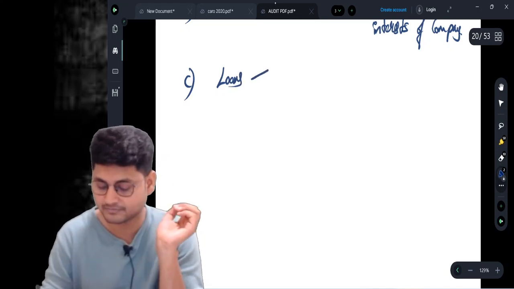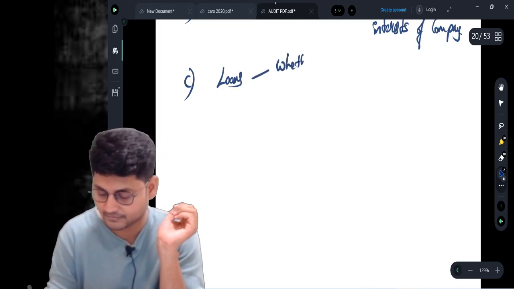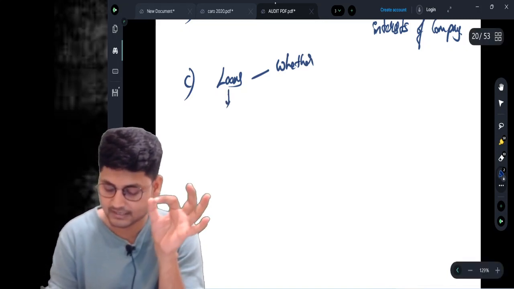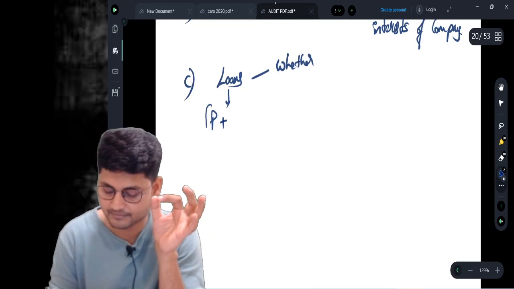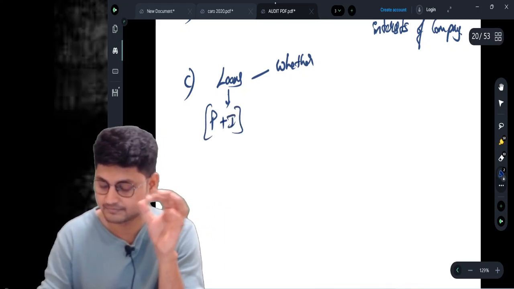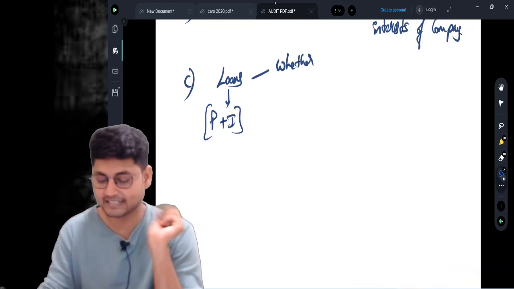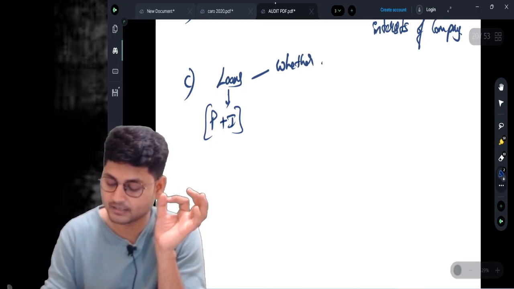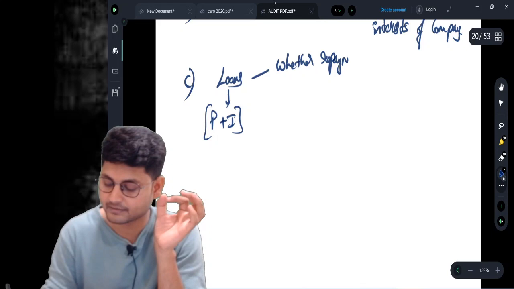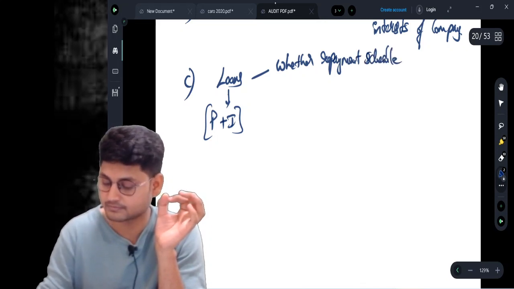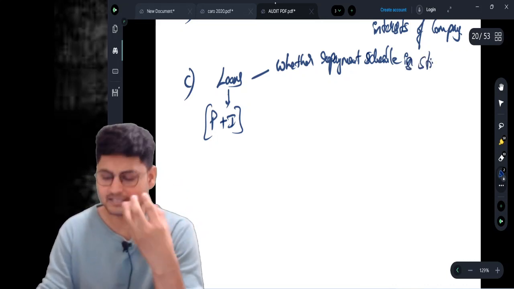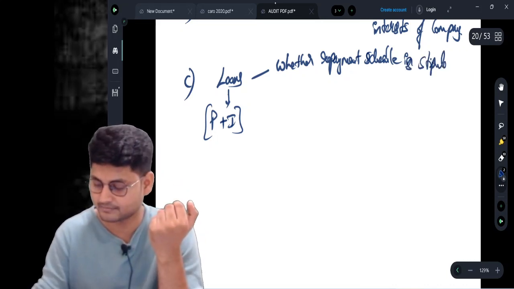If there are loans, whether loans with the principal and interest, whether repayment schedule is stipulated. What is stipulated? It is there or not? Stipulated.